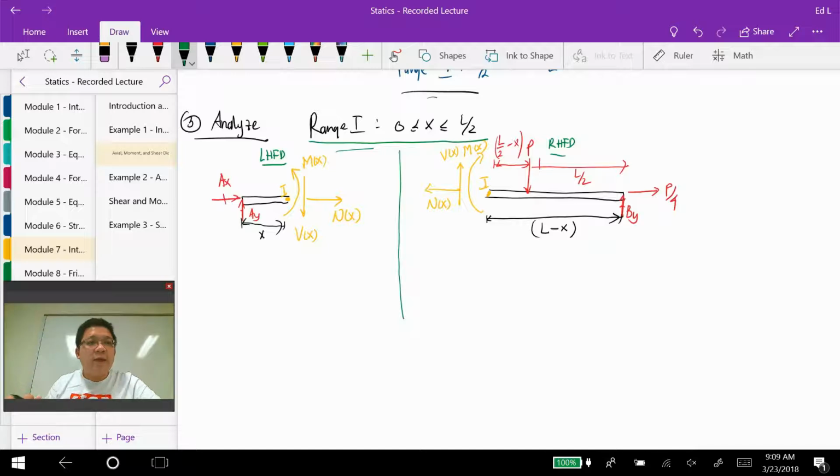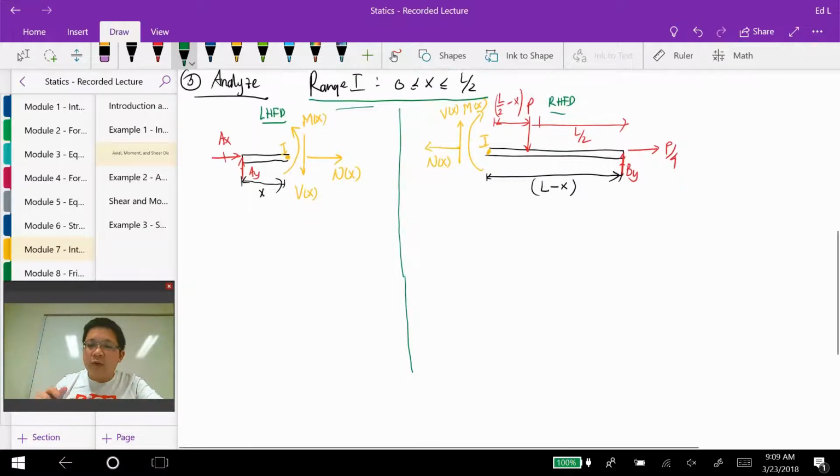Okay, and it turns out if you choose the left hand free body diagram, it will be much easier, but for this lecture I'm going to show you how to obtain those functions m, v, and n using both diagrams. It should lead to exactly the same expression.